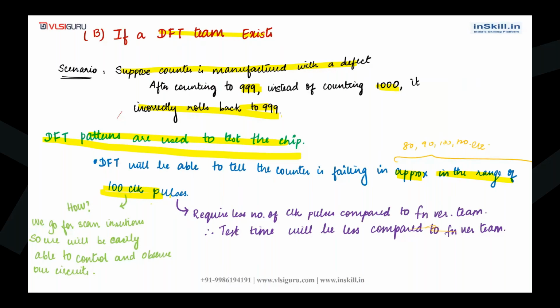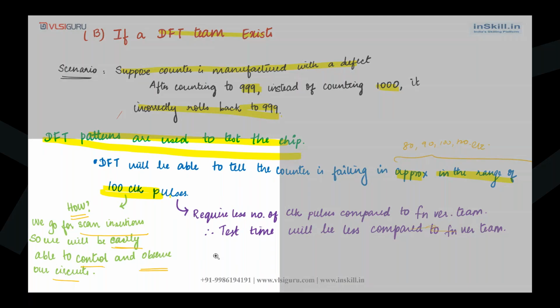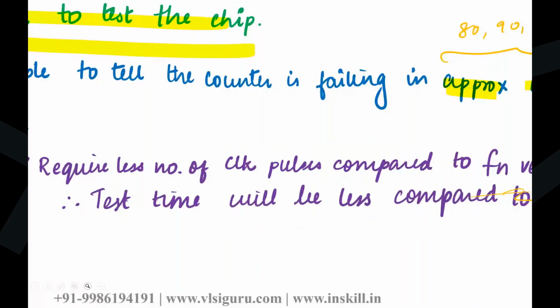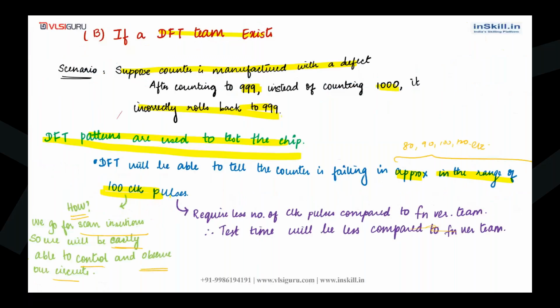How are the DFT team able to tell that the counter is failing in approximately the range of 100 clock pulses itself? It is because the DFT team will go for scan insertion. Because of that, we will be easily able to control and observe our circuits.